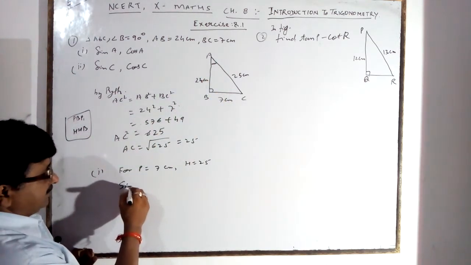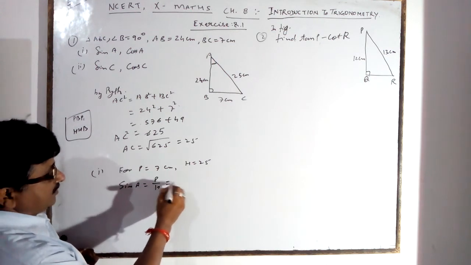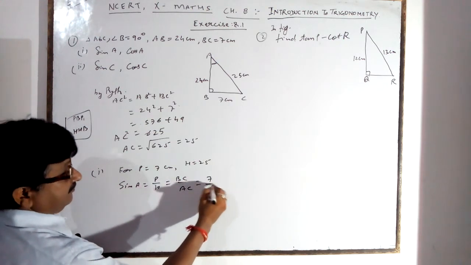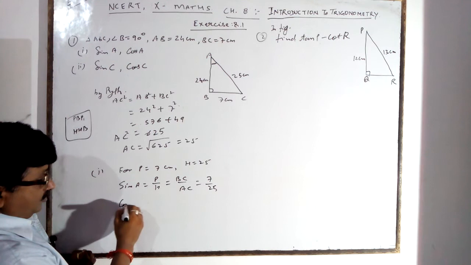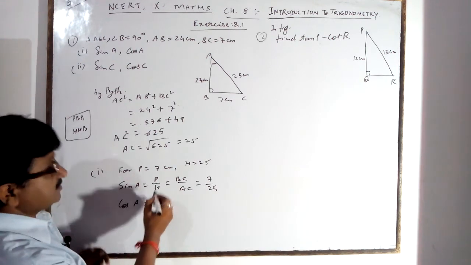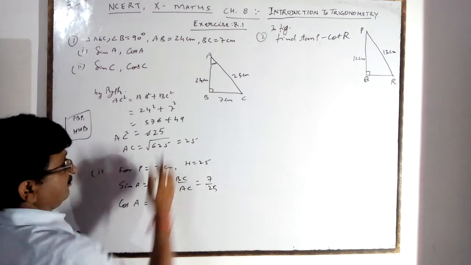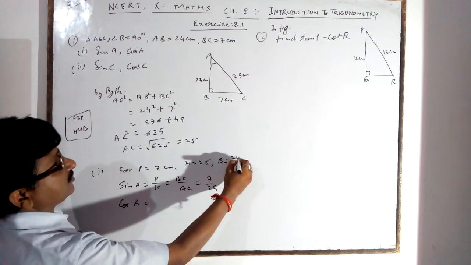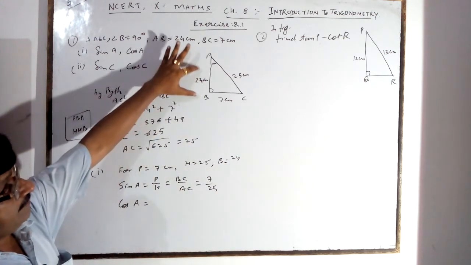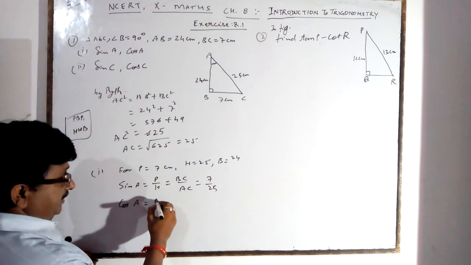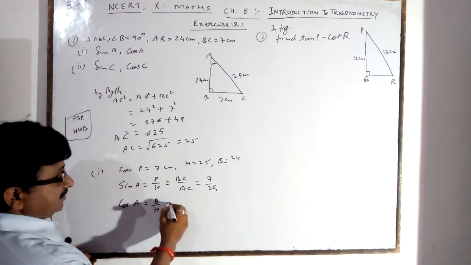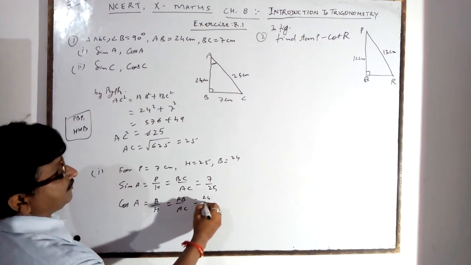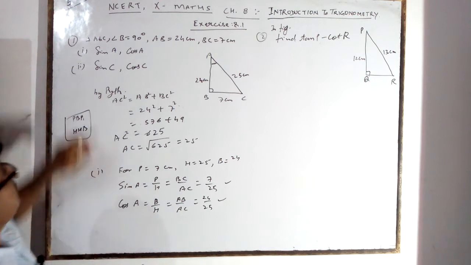So sin A is equal to P by H. P is BC by AC, that is 7 upon 25. Cos A is equal to base upon hypotenuse. For angle A, the base is the adjacent side, which is 24. So B upon H means AB upon AC, that is 24 upon 25. That is the first part.